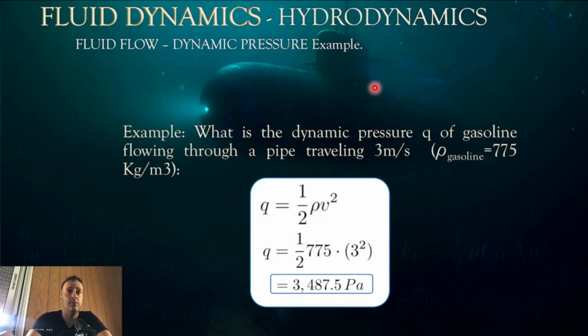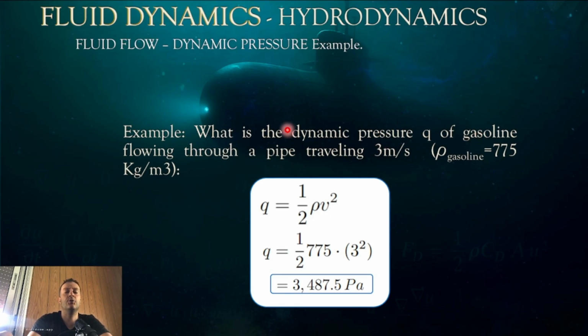So an example: what is the dynamic pressure Q of gasoline flowing through a pipe traveling 3 meters per second? At first, the density of gasoline is around 775 kilograms per cubic meter. By the way, it changes because of temperature. So it's not a steady density, okay? But we are considering the most optimal conditions where you have cold weather, so the density would be very low.